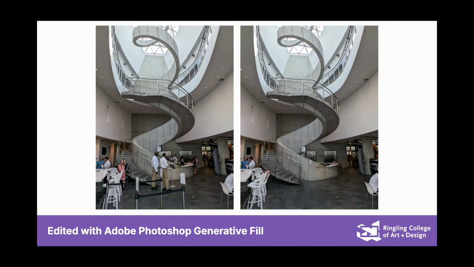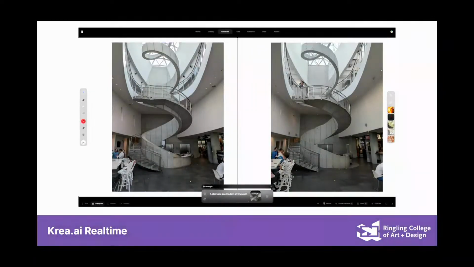So I used Adobe Photoshop's generative fill, and I highlighted those people, and it just edited them out, and did a pretty good job replacing them. So this is then the image I'm going to work with. So first step was to use Adobe Photoshop's generative fill, which is an AI tool.